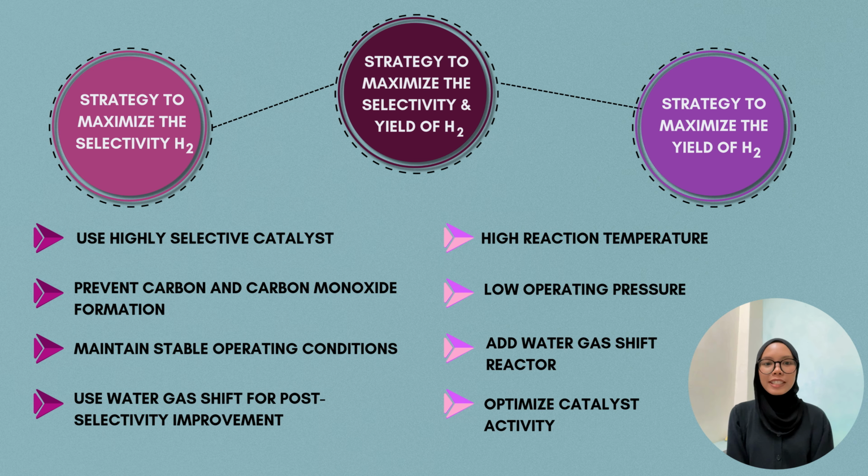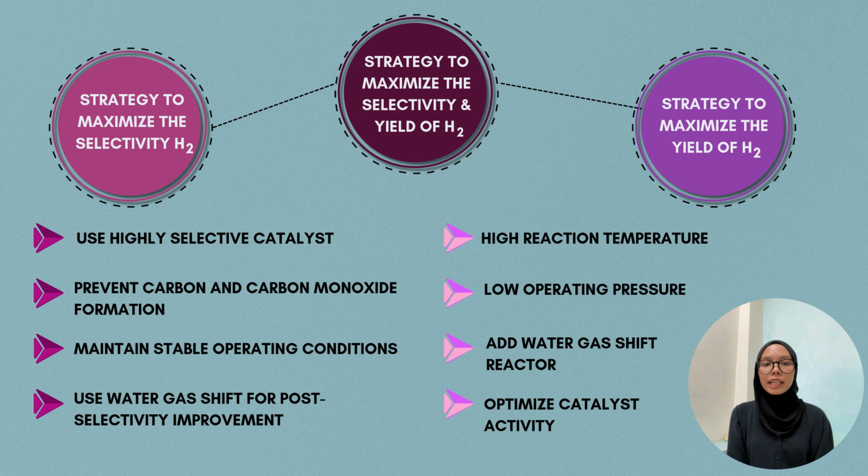viable. First, I will explain the strategies to maximize hydrogen selectivity, which means minimizing the formation of side products like carbon and carbon monoxide. The main approach is to use highly stable and active catalysts, such as modified nickel and even precious metal like rhodium. These catalysts help to suppress carbon formation and prevent coking inside the reactor.